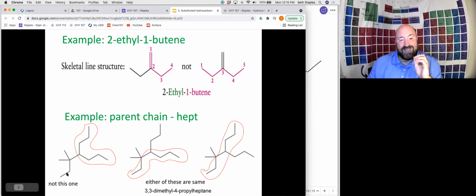You would not pick this one because this one only has one spot where it's got a branch coming off it. These two are identical. And again, we'll see why as we really get into the meat of naming. But these two would be considered the same. And so we would choose either one of these because these have 2 different carbons where you would have branches coming off. And so you would choose one of these to be your main chain with an eventual name of 3,3-dimethyl 4-propylheptane. And again, we're going to see where those names come from. So don't worry too much about the name right now. We're just focusing on how we would choose the main chain.